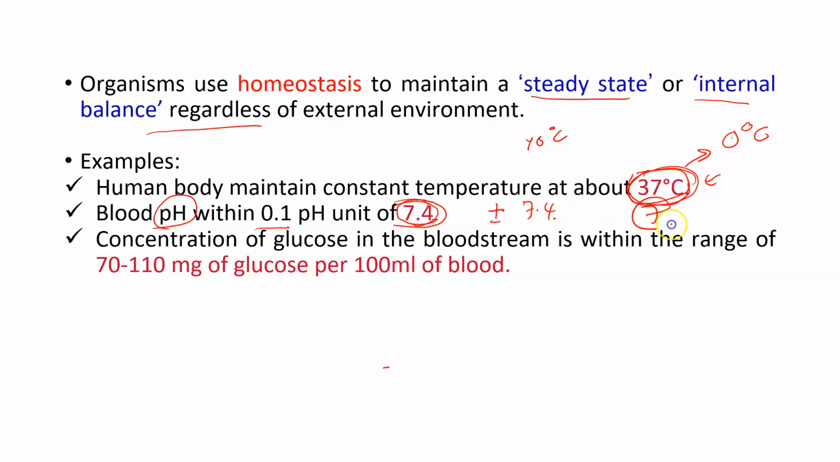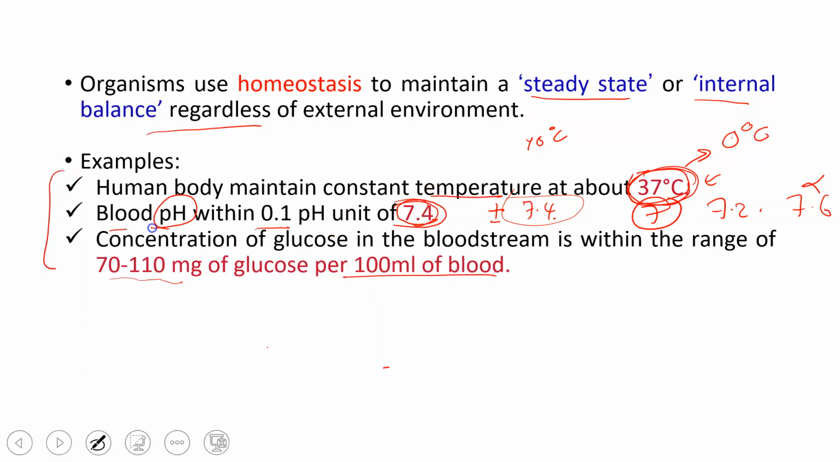If you write 7 pH, salah. If you write 7.2, salah. If you write 7.6, salah. Right? So better you write 7.4. So concentration of glucose in the bloodstream is within the range of 70 to 110 gram of glucose per 100 ml of blood. Okay, so these are examples of the normal set point within the body for body temperature, for blood pH, for blood glucose level.